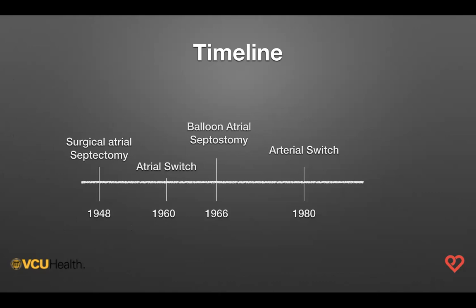Atrial switch procedures started to occur in the 1960s. These are called Mustard and Senning. Balloon atrial septostomy occurred in 1966. So now the patients did not have to go to open heart surgery initially when they were born. And then arterial switching of the great vessels started to occur in 1980.